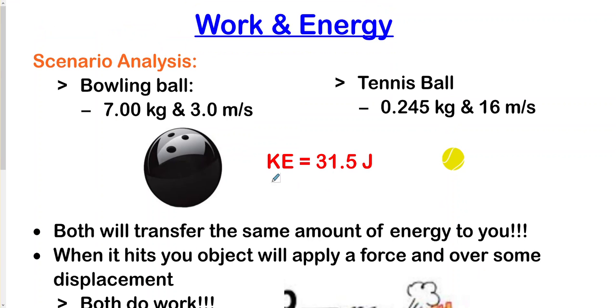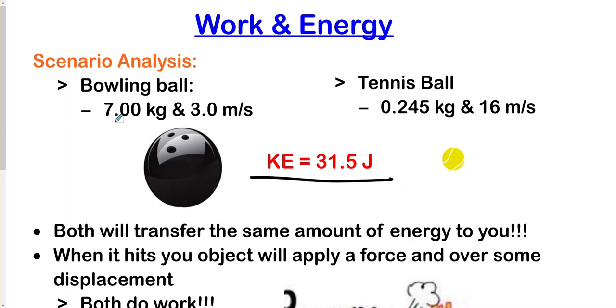Turns out that they both have the exact same kinetic energy. If you take 1/2 times 7 times 3 squared, you get about 31.5. If you do that over here with the tennis ball, you also end up with 31.5. So when these objects hit you, they both transfer the same amount of energy to you, which seems weird because the bowling ball is heavier, but the math and the physics tell us that the same amount of energy would be transferred to us, and therefore we could say that they would hurt about the same.